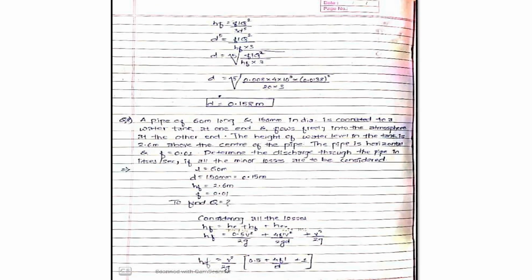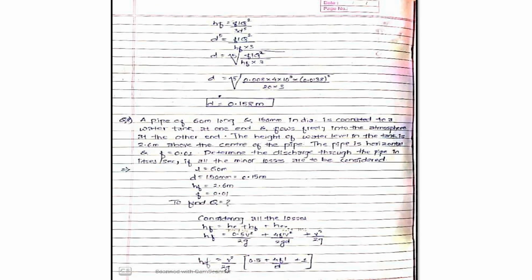We can also calculate HF using the equation HF is equal to FL Q square divided by 3D raised to 5. By using this equation also you can calculate it here. It is found to be 0.158 meter. So this is another problem which is important from the examination point of view.